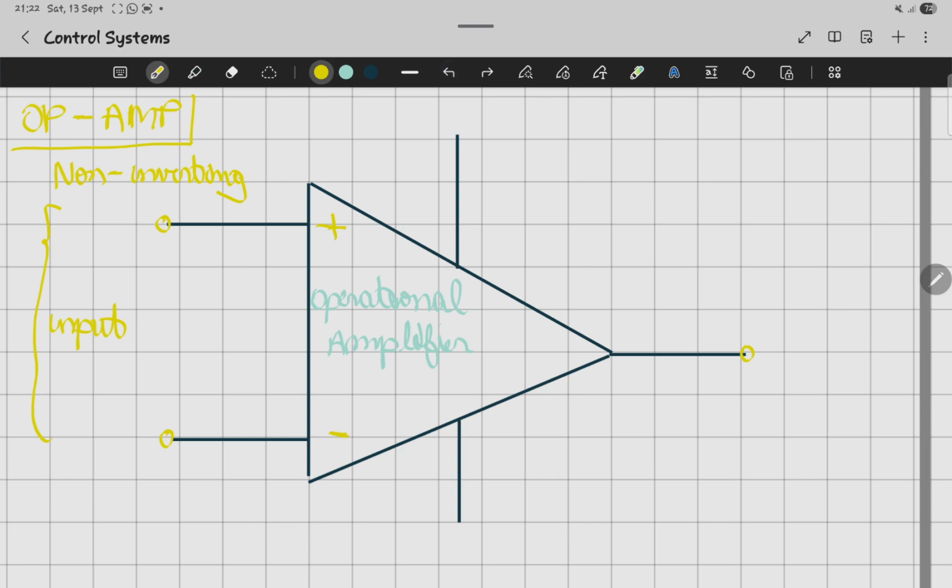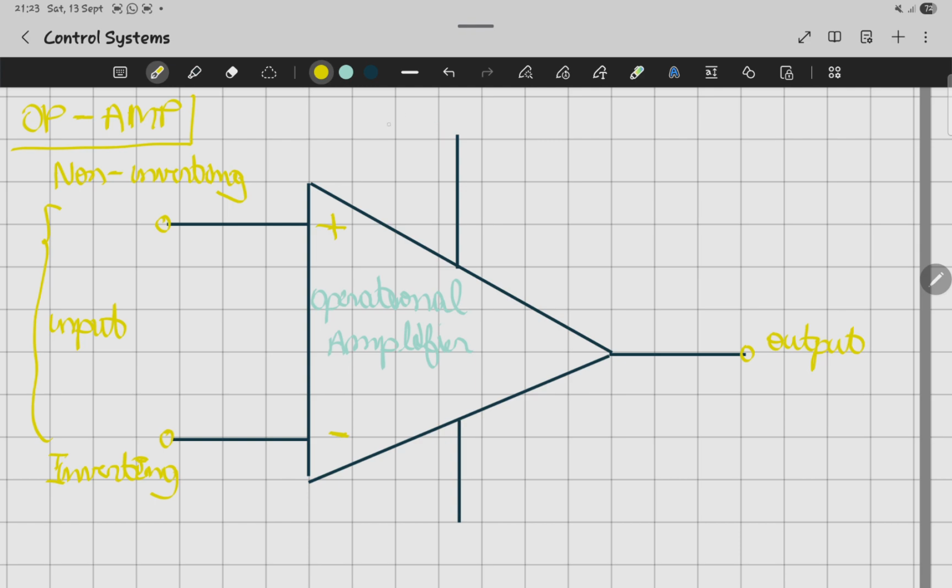Okay, and then the second one that you see at the bottom, we call it the inverting input. It's the second one that you see here. Okay, now what you see here, it's the output of our operational amplifier. And then we do have a positive and negative power supply.